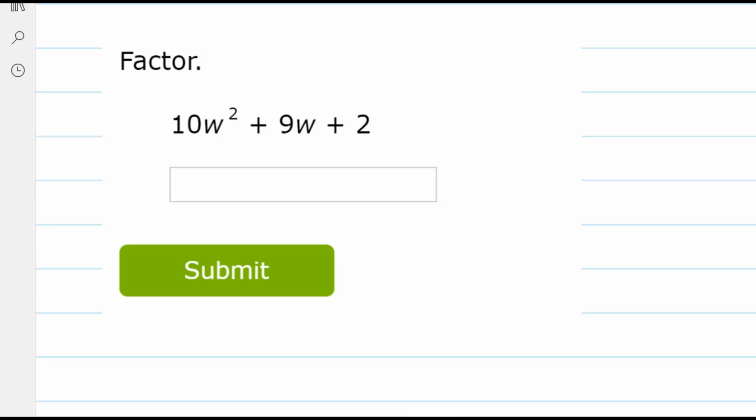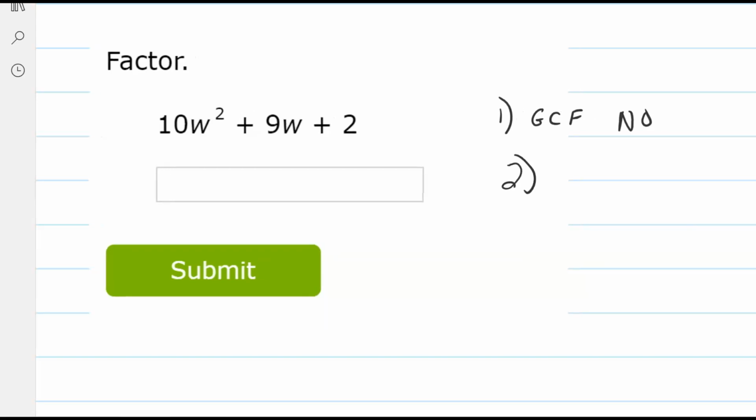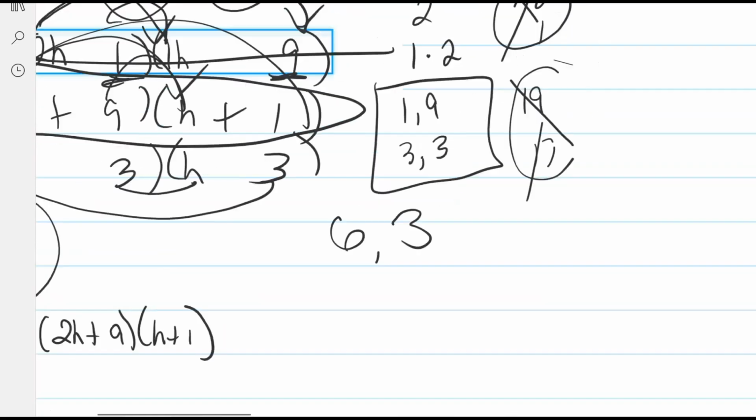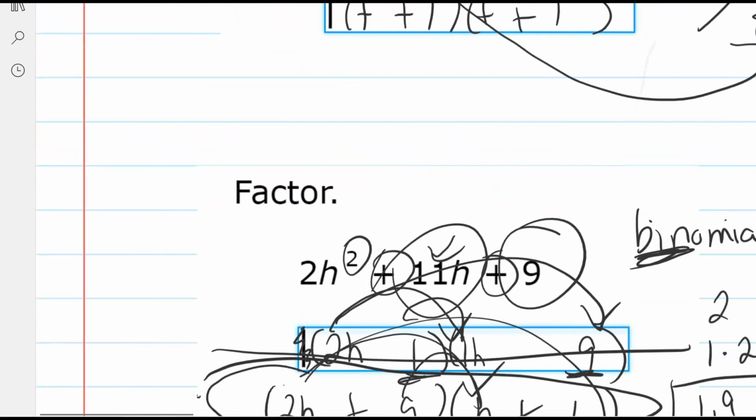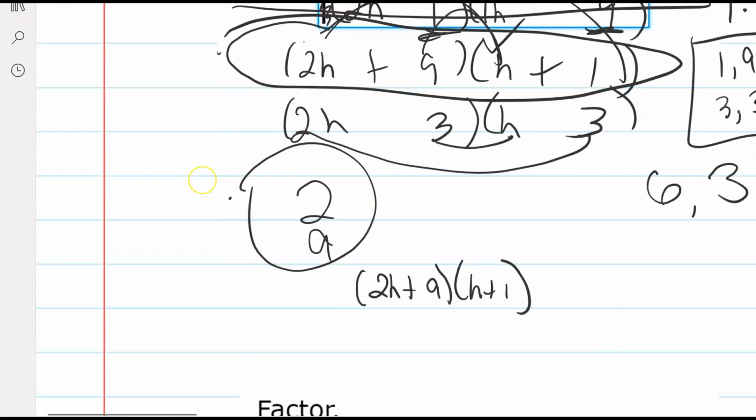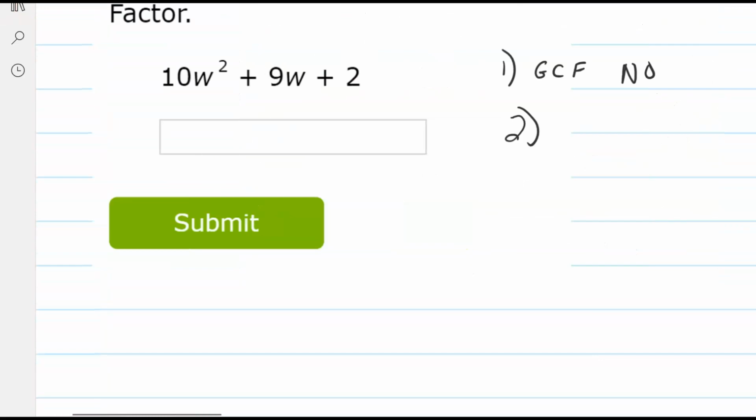Welcome back. I'm sure you paused it and gave it a shot yourself, and I hope you got it. All right, so the first thing we do is look for step 1. Is there a GCF? No, there is not. So that means we're going to move on to the next step. Step 2, what was it again? How many terms are there? There are 3.